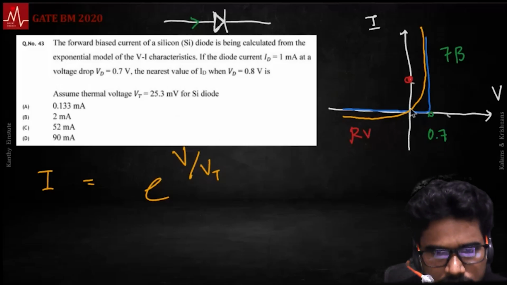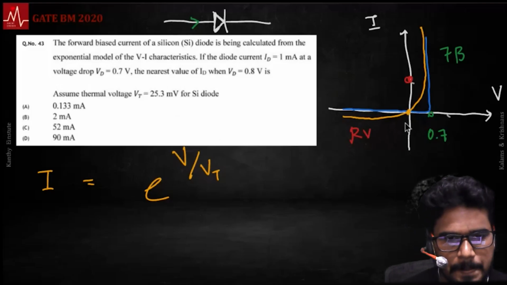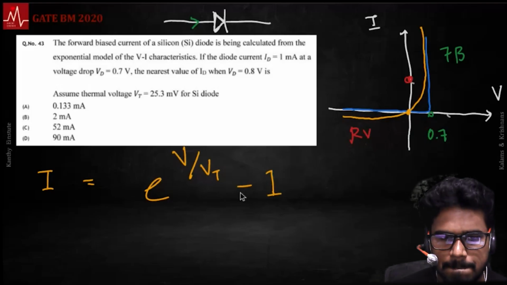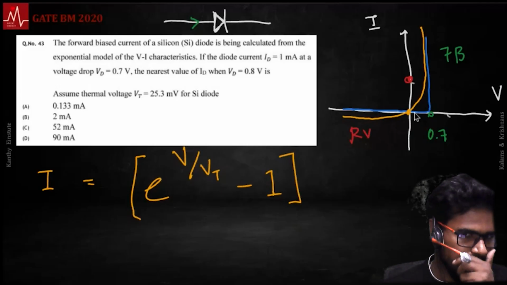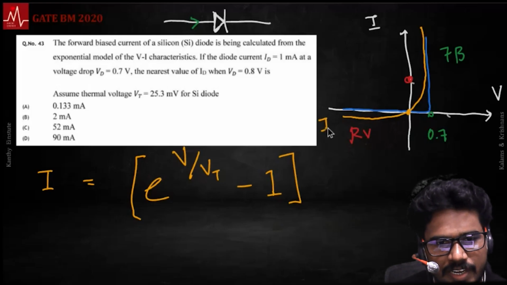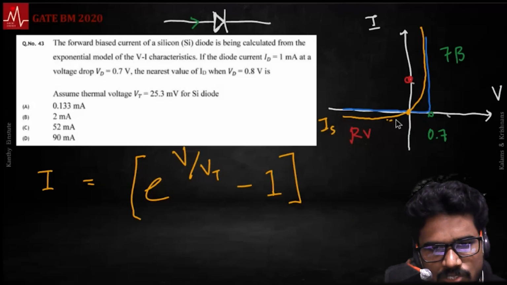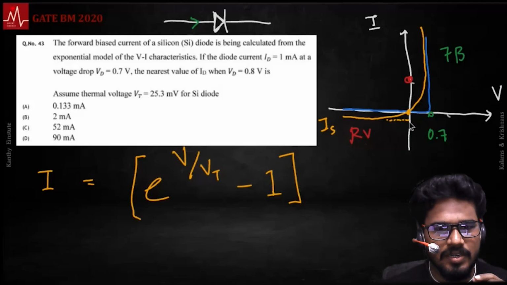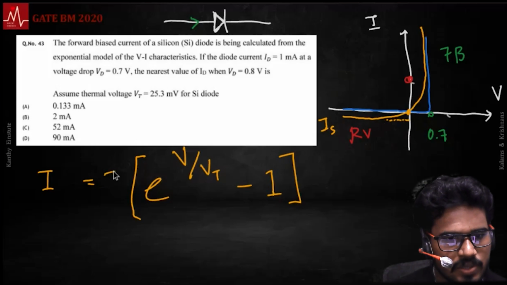And two things. This curve is passing through the origin. So you have a minus one. When V is zero, current is zero. And when V is tending to minus infinity, current is tending to the saturation current, IS. This value is very small, but it is non-zero. So you have an IS over there.